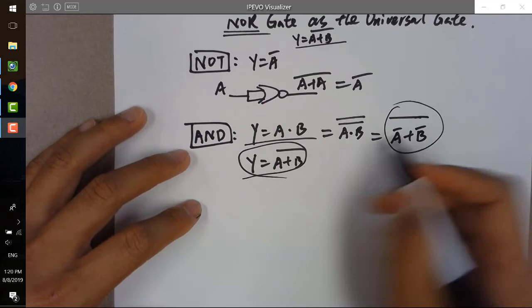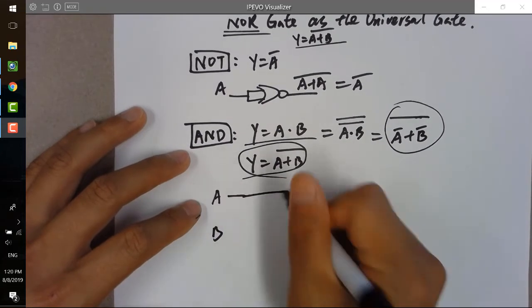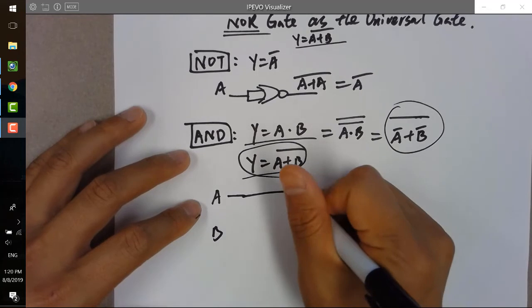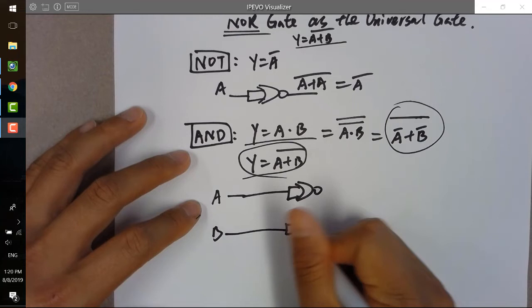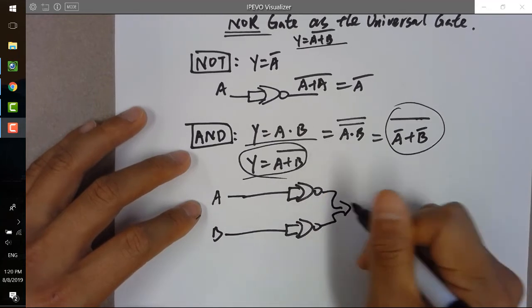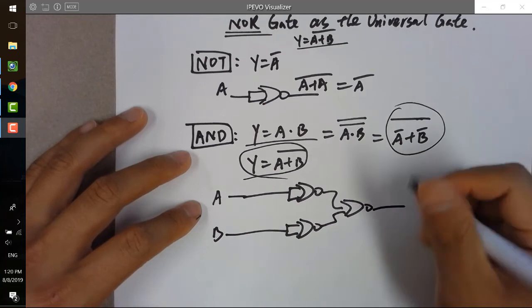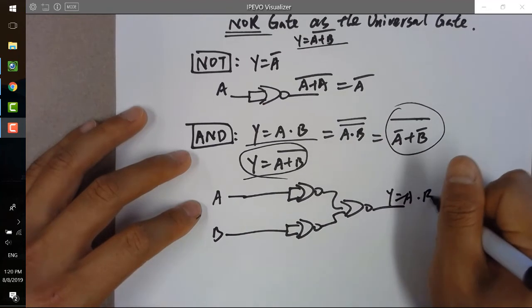The way to do that is you have A, B, you need to invert it. So here's A, you invert it by using a NOR gate. And here's B, you invert it by using a NOR gate. And finally, you NOR it together. So you can get y equals A and B.